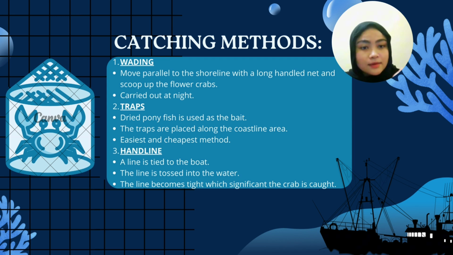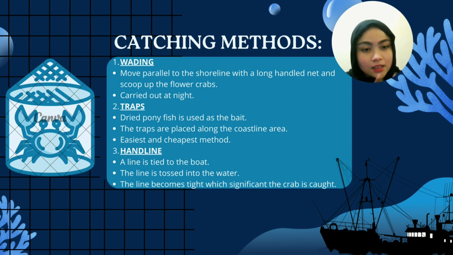There are three methods that we can use to catch flower crab. The first one is wading, the second one is using traps, the third one is using hand line. The first one, which is wading, we're gonna need a long handled net to scoop up the flower crab. This activity usually we do it along the shoreline, and then it is also carried out at night.